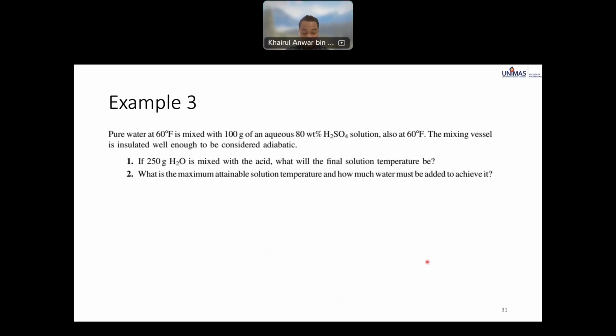Let's see the example. Example 3. Pure water at 60 degrees Fahrenheit is mixed with 100 grams of an aqueous 80% H2SO4 solution, also at 60 degrees Fahrenheit. The mixing vessel is insulated well enough to be considered adiabatic. If 250 grams of H2O is mixed with the acid, what will the final solution temperature be? Second, what is the maximum attainable solution temperature and how much water must be added to achieve it?